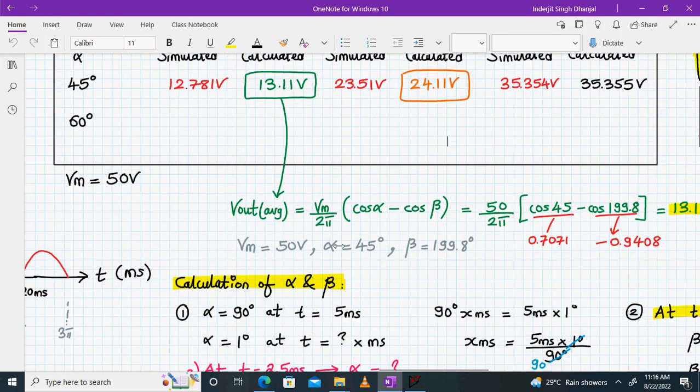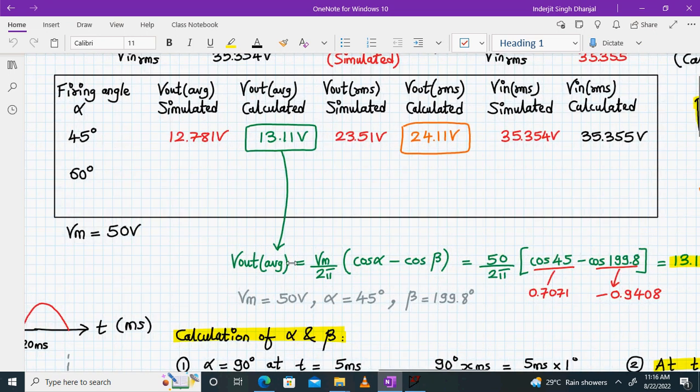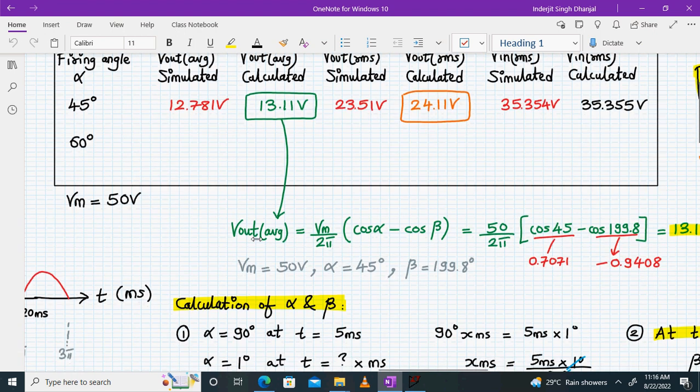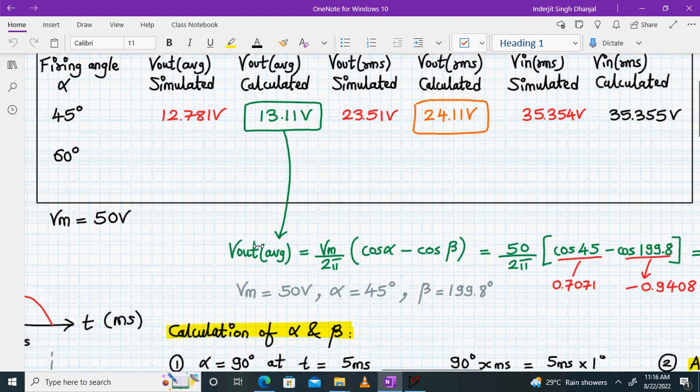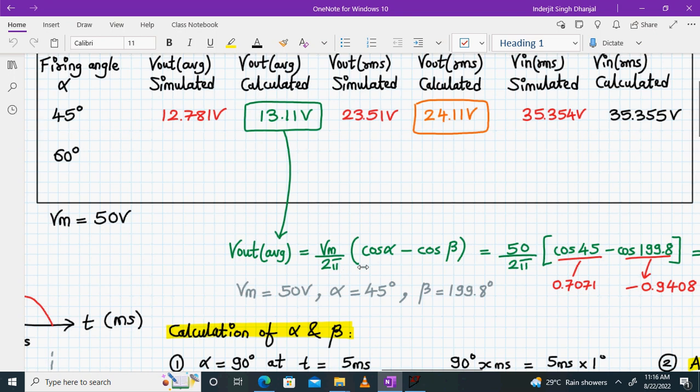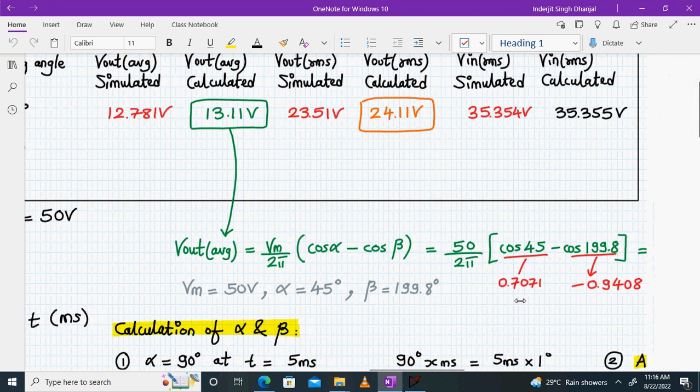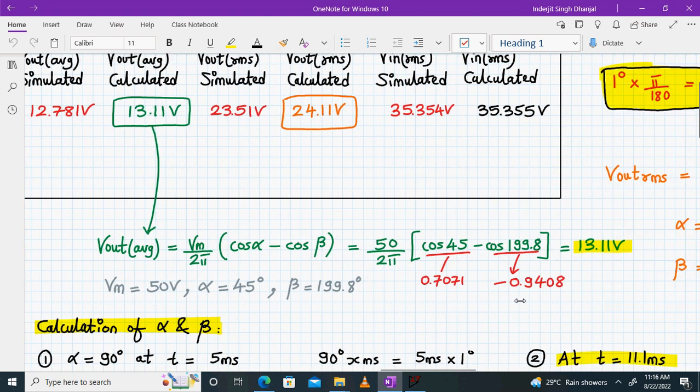So you can derive this V out average formula. We are not going into that; we are using this formula now. It is given by V out average equals Vm by 2 pi into cos alpha minus cos beta, right? Over here Vm is 50, alpha is 45, beta is 199.8. So we'll plug in the values over here.